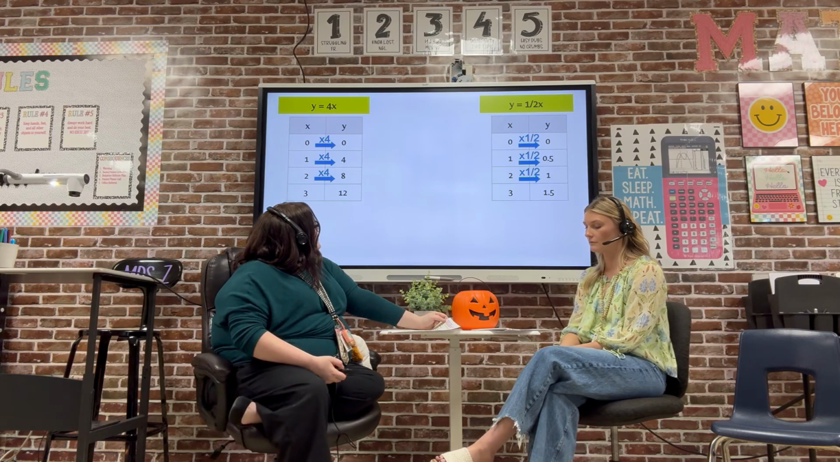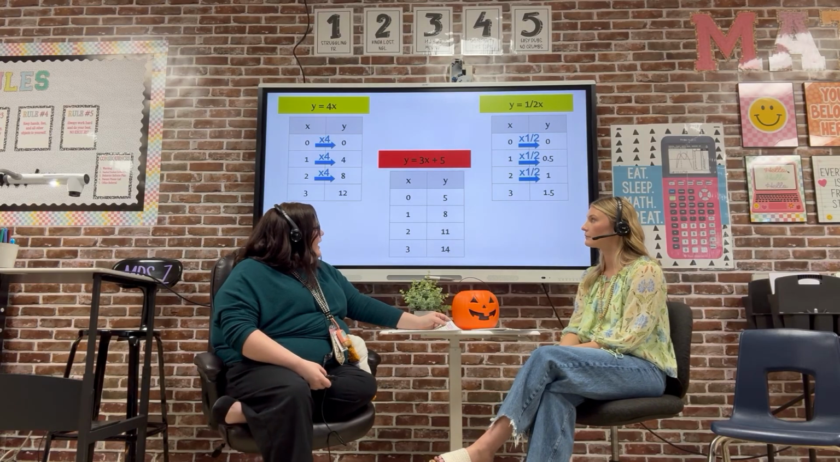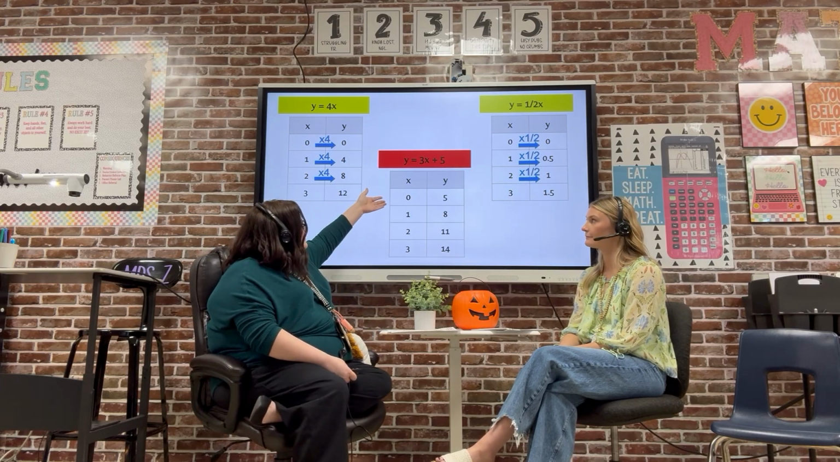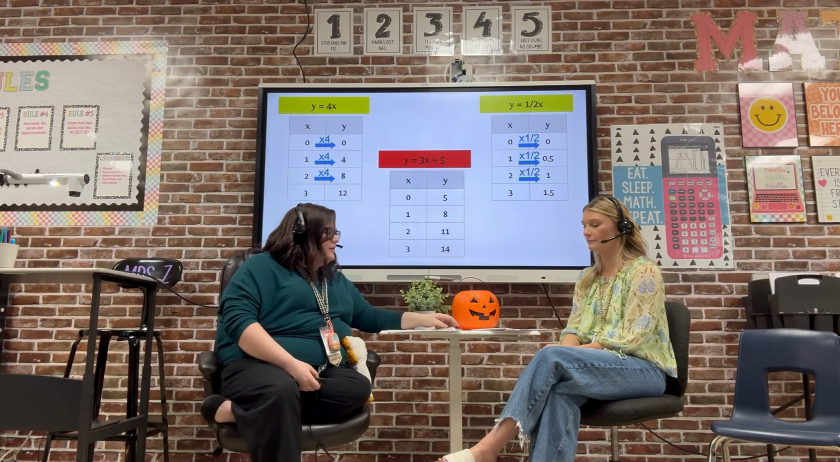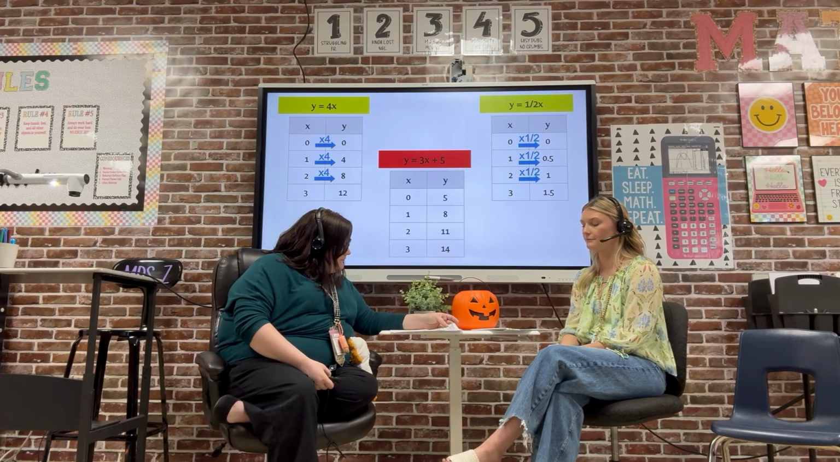Let's look at another example. This example says y equals 3x plus 5. Uh-oh, that plus 5 ruins it. The graph doesn't go through the origin. If I plug in 0 for x, we get 5 for our y value. Because it doesn't go through the origin, it does not have direct variation.